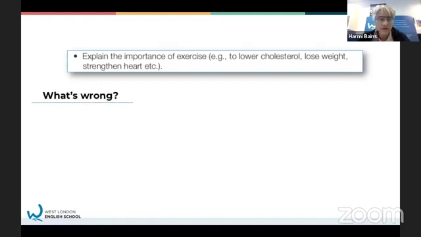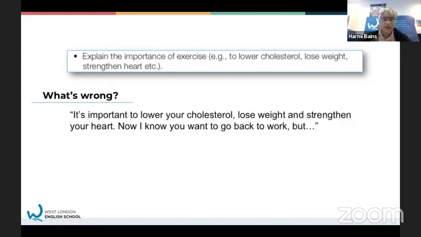Okay, so what's wrong here? Let's look at a sample answer. What's wrong? The nurse says it's important to lower your cholesterol, lose weight, and strengthen your heart. Now, I know you want to go back to work, but okay, what's wrong? Just take a second to think about this. Kamala, what do you think is wrong with this?